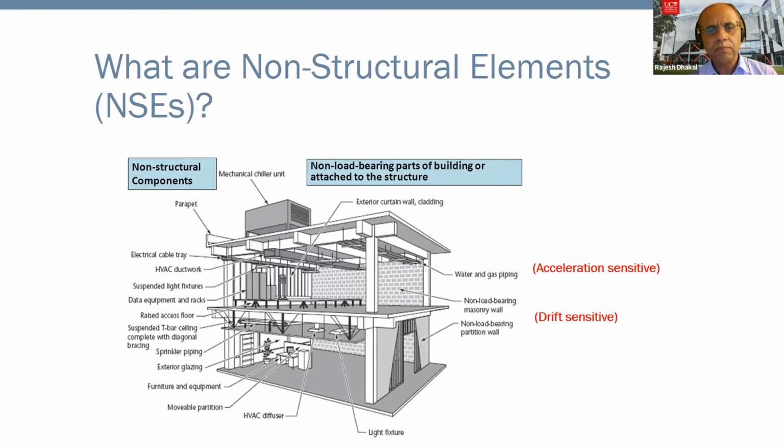In broad classification, we classified them into two categories, acceleration sensitive and drift sensitive. Those components which are connected to slabs or hanging from slabs, braced to floors, respond to the acceleration, and they are damaged because of the large inertial forces. So they are acceleration sensitive, whereas the vertical elements like the partition walls, windows, glazing, cladding, are connected to two different floors of the building, and they respond to the drift or deformation of the building. They are called drift sensitive.